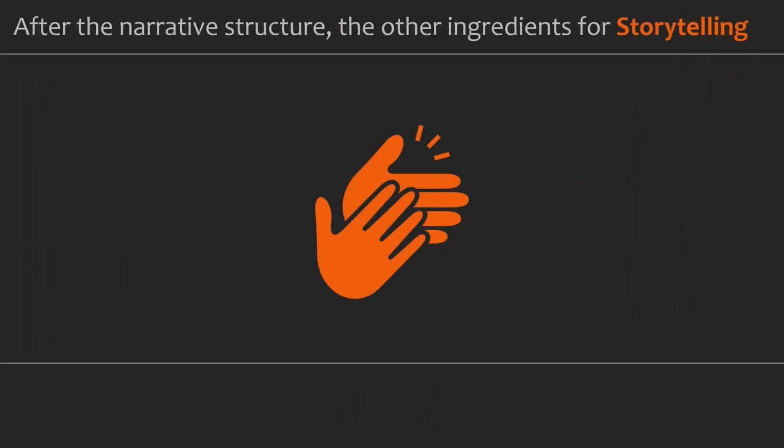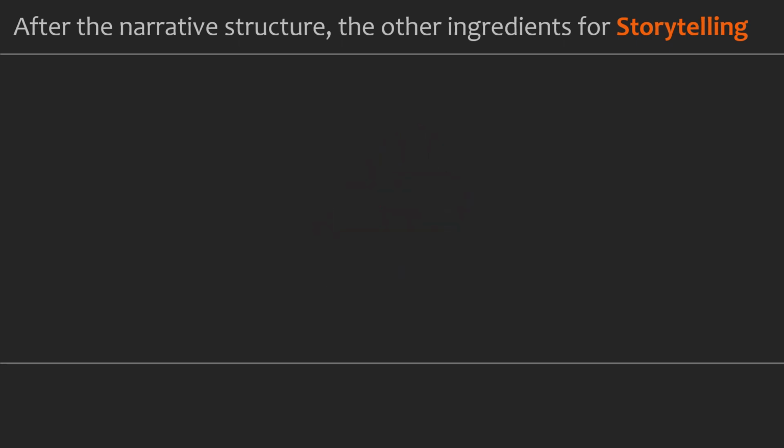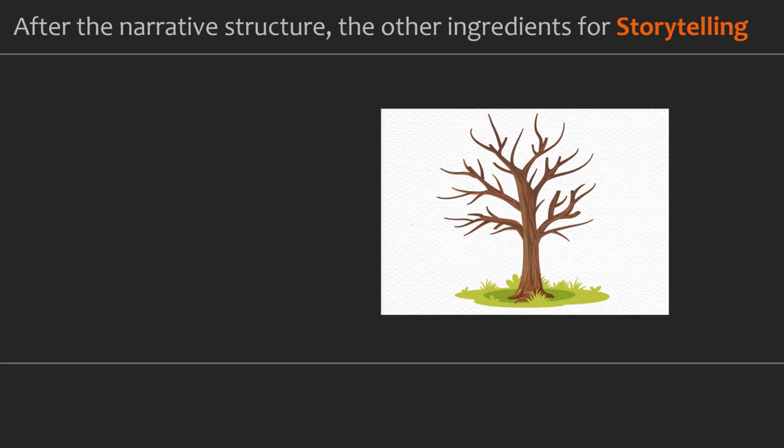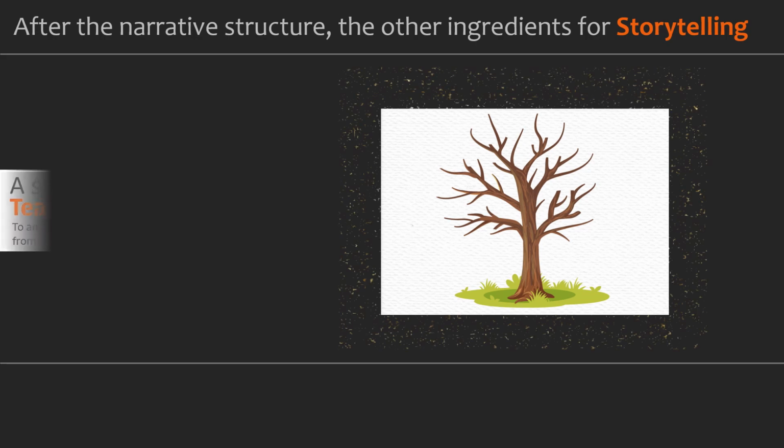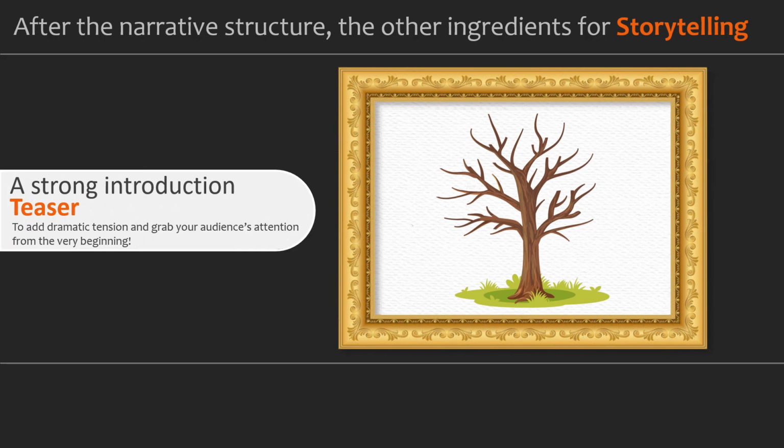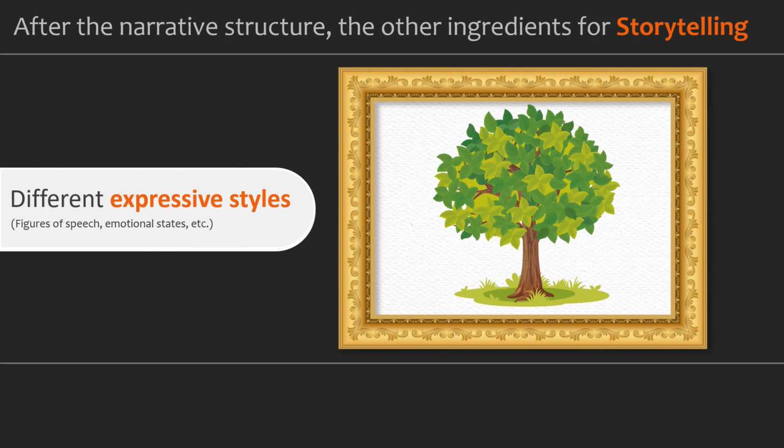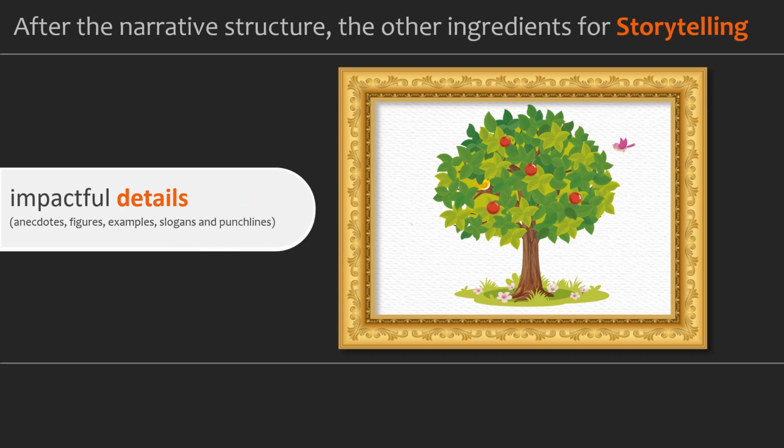You've got your story's 5 key steps locked down. But a good story has much more to it than that, remember? As part of your training, we'll add to your narrative structure with a teaser introduction to add dramatic tension to your storytelling and grab your audience's attention from the get-go, a range of different expressive styles, figures of speech, varied emotional states, impactful details, anecdotes, figures, examples, slogans, and punchlines.